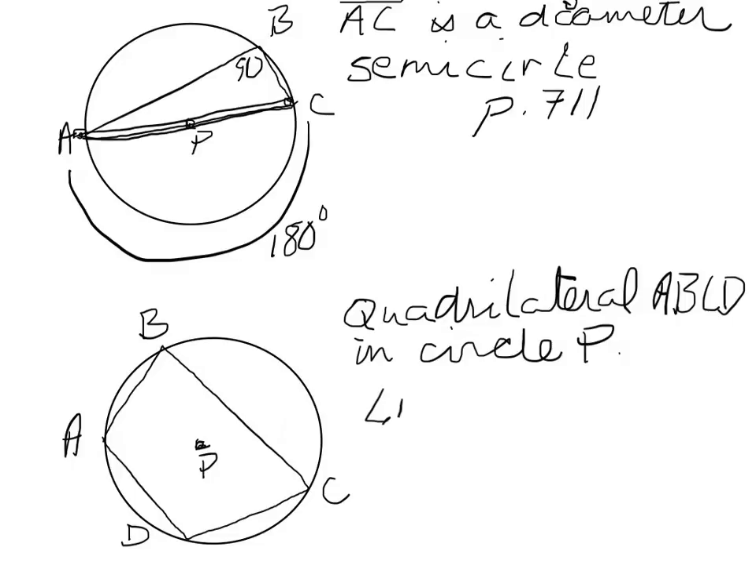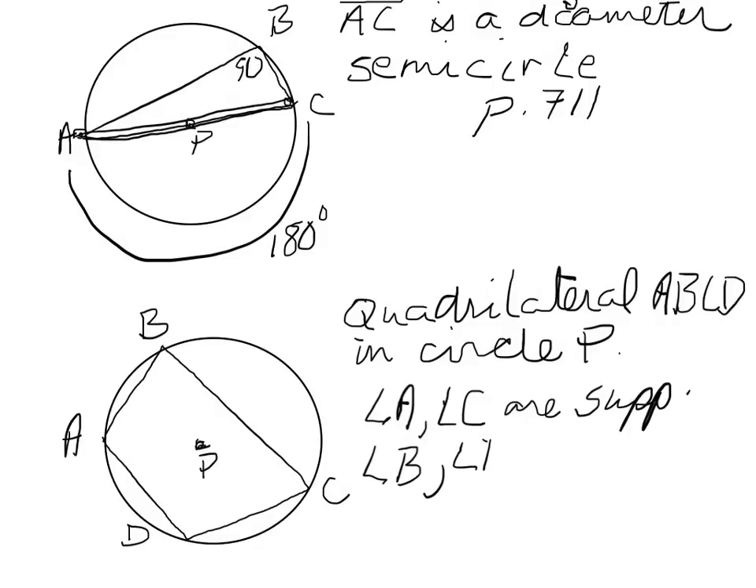So what the theorem says is angle A and angle C are supplementary, and angle B and angle D are supplementary. So why can you say that? Well, the reason why you can say that, let's look at angle A and angle C.